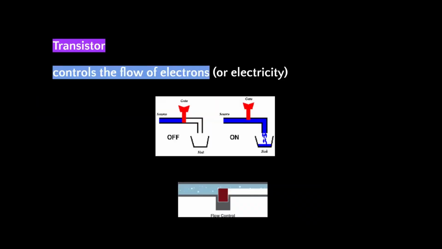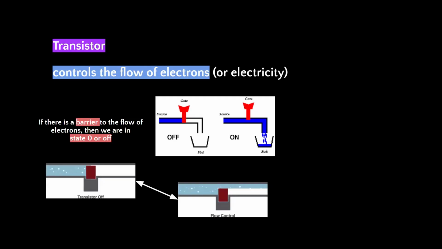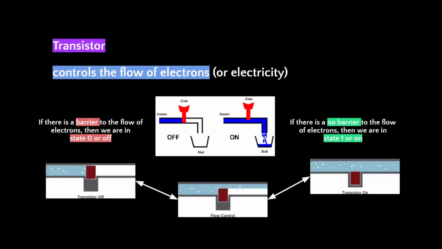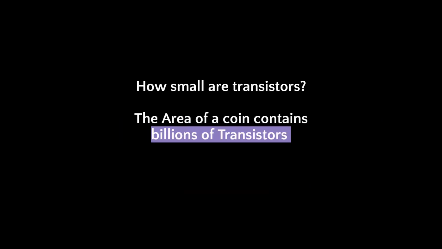Using transistors. Transistors are tiny switches that control the flow of electrons. When there's a barrier, the flow does not happen and we're in state 0. And when the transistors remove the barrier, the electricity easily flows and we're in state 1. And this control of switching on and off is what entire classical computing depends on.